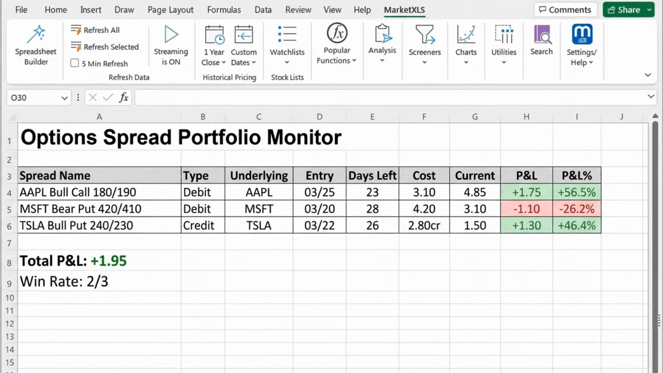Once your spreads are live, you need a way to track them. You can build a portfolio monitor in Excel that pulls real-time pricing for each leg and calculates your current P&L automatically. Track your entry cost, current spread value, days to expiration, and percentage return, all in one view. This gives you a clear picture of when to hold, adjust, or close a position. Having this kind of dashboard in Excel means you can manage multiple spreads across different stocks from a single spreadsheet.